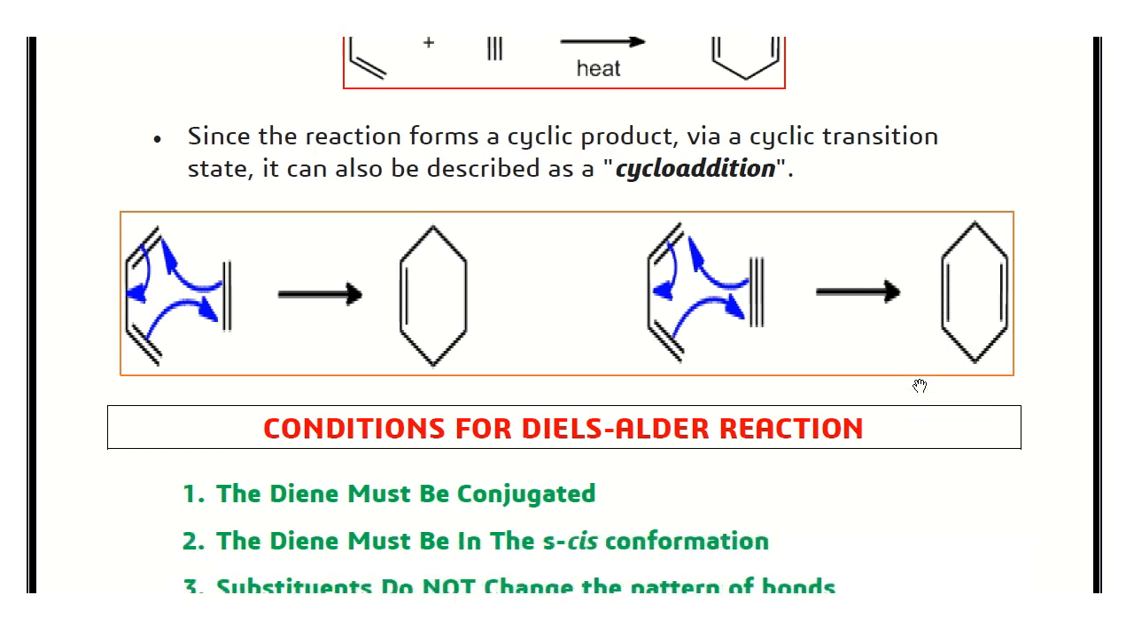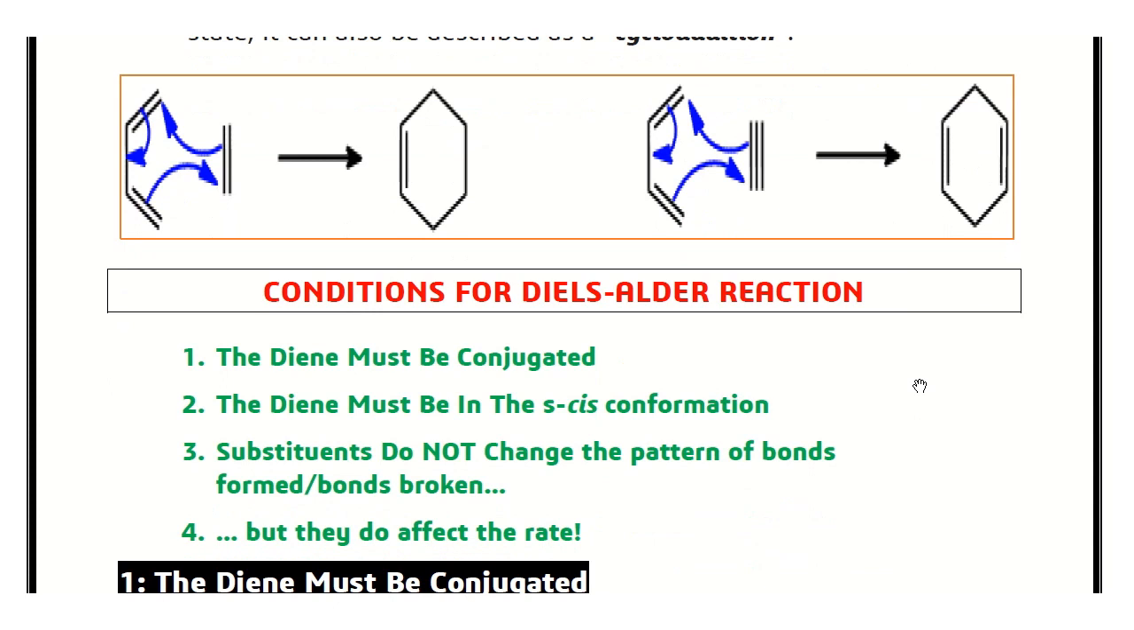Now let's discuss the main conditions, or requirements, or the main parameters or characteristics of the Diels-Alder reaction. There are certain conditions that are important for the Diels-Alder reaction, and without these conditions the Diels-Alder reaction will not occur.